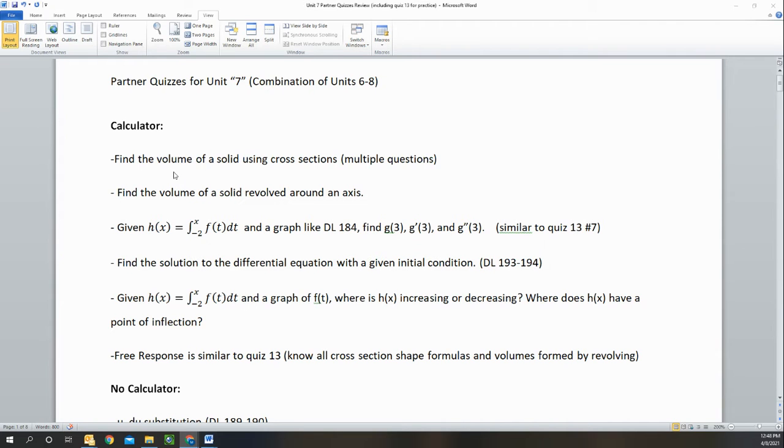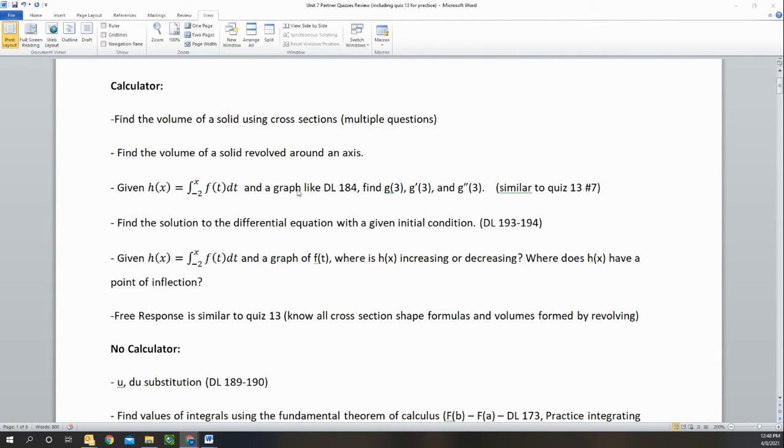On the calculator portion, you're going to need to find the volume of solids using cross sections. So all of those cross section formulas that you had before, like if you have a cross section formed by triangles, like an isosceles right triangle or an equilateral triangle, if you have one formed by a rectangle or whatever the object was, just make sure that you look at all those different types of formulas.